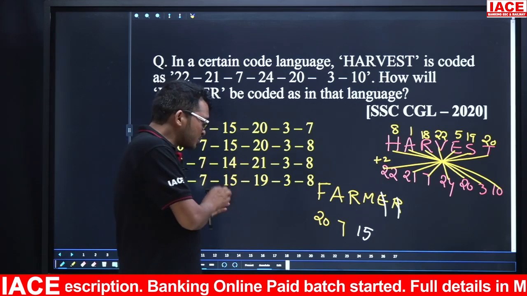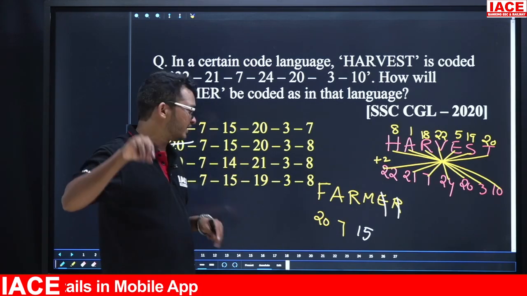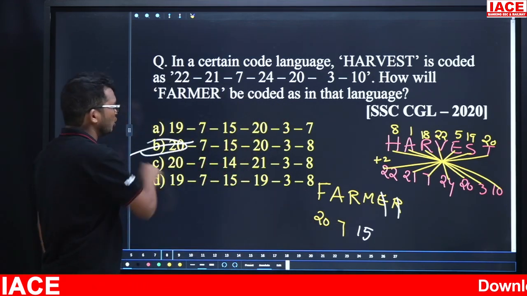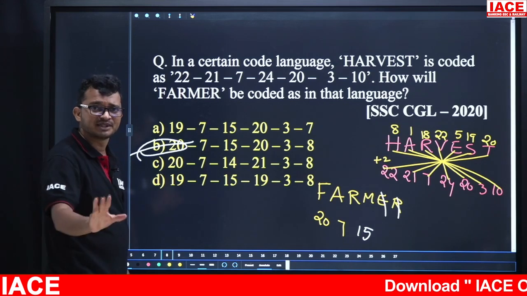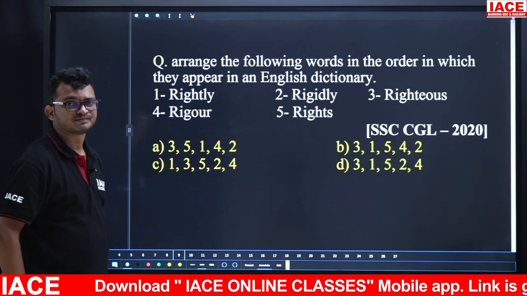Friends, for these types of questions, don't convert the entire word. Go through the options. So 27, 15: we have only one option. So the direct answer is option B. Take the next question. Your time starts now.